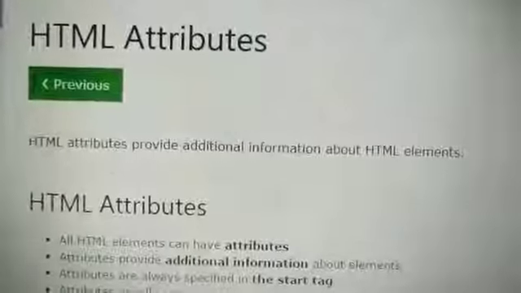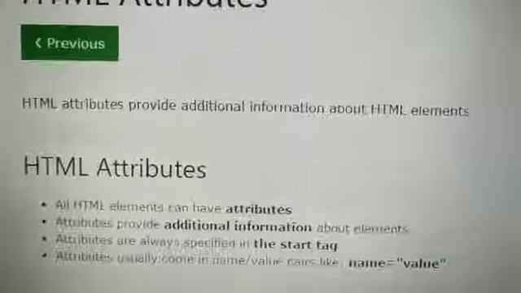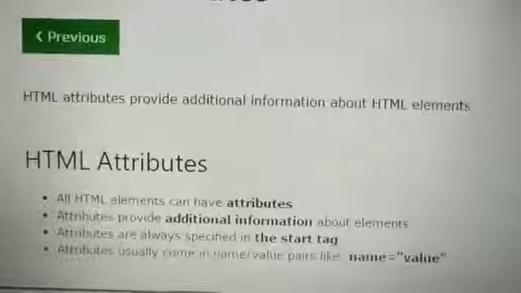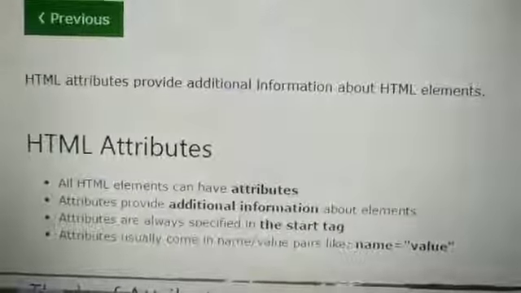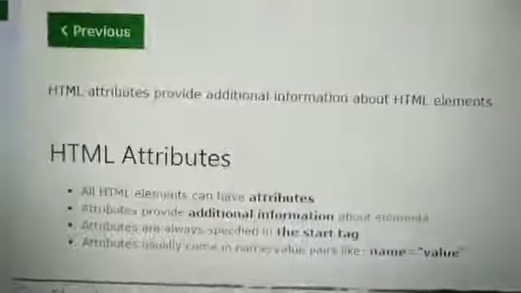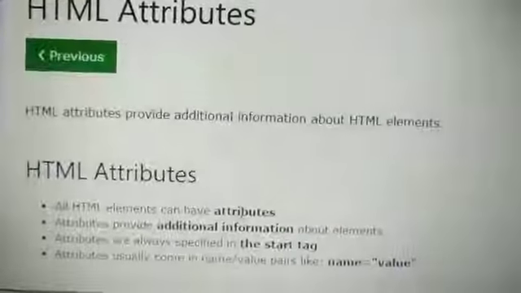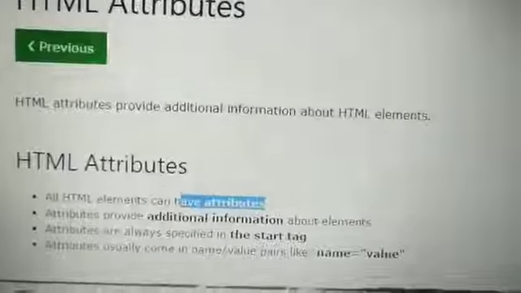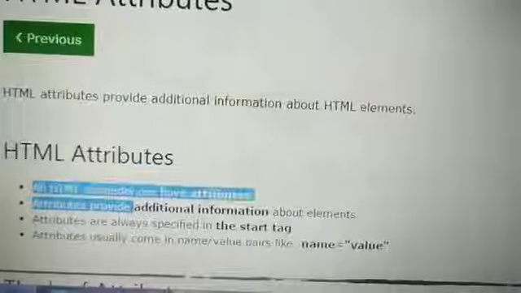Today we will learn about the HTML attributes. HTML attributes provide additional information about the HTML element. So what are HTML attributes? All the HTML elements can have attributes. It means all the elements that we are using can have these attributes. So what does it actually provide? It provides additional information about the element.